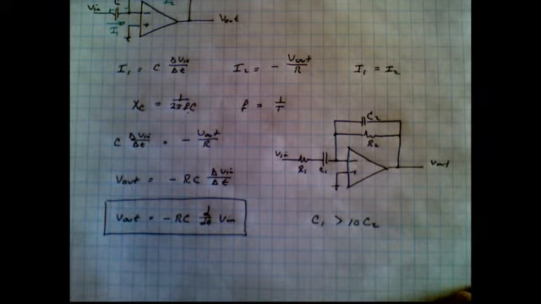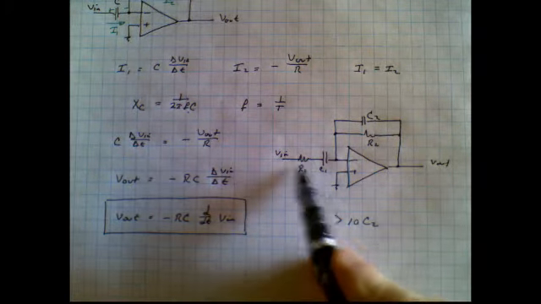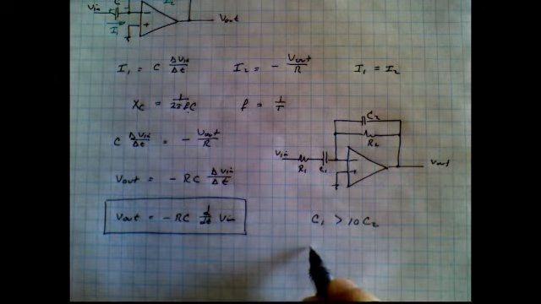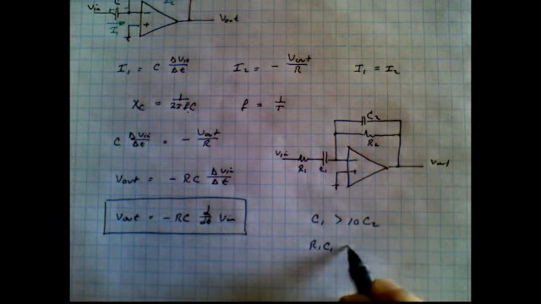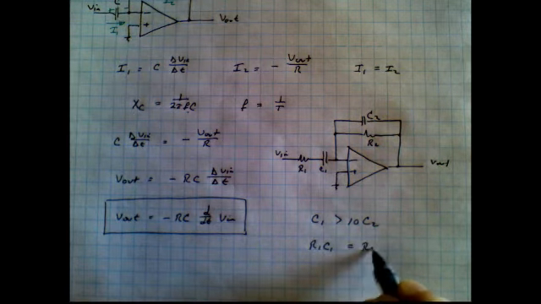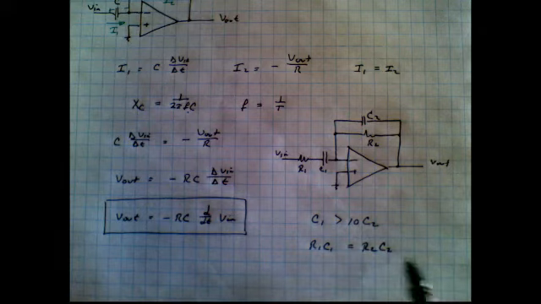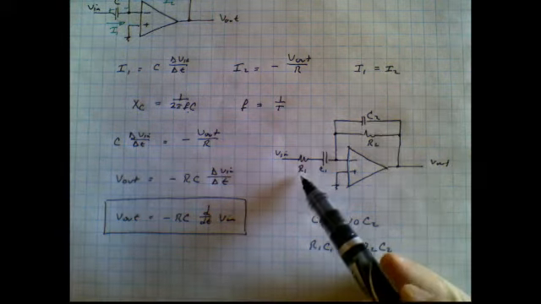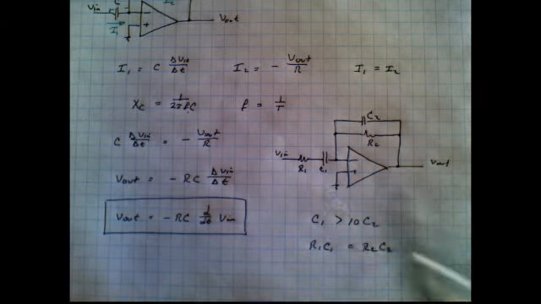And the same thing is true with the resistors. This resistor, we want this to be a small resistor. So another rule of thumb would be to say that the product of R1, C1 should be really equal to R2, C2. So that guarantees that this capacitor will be small and this resistor will be small.